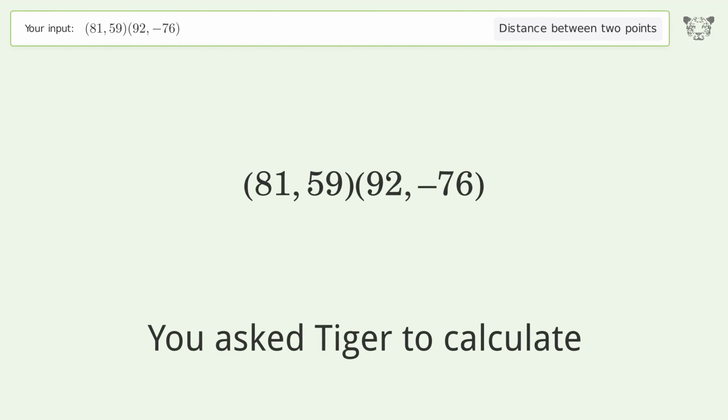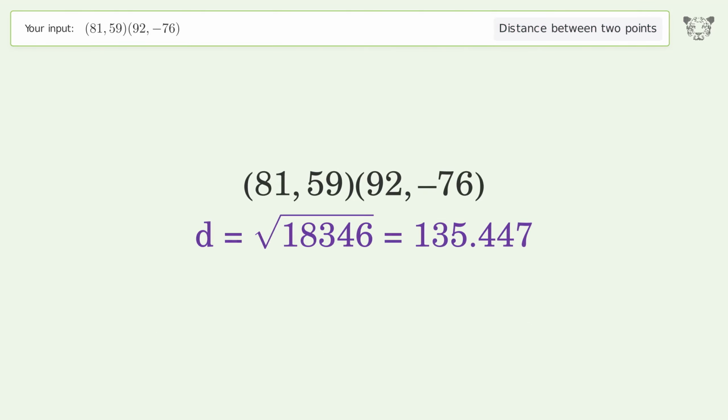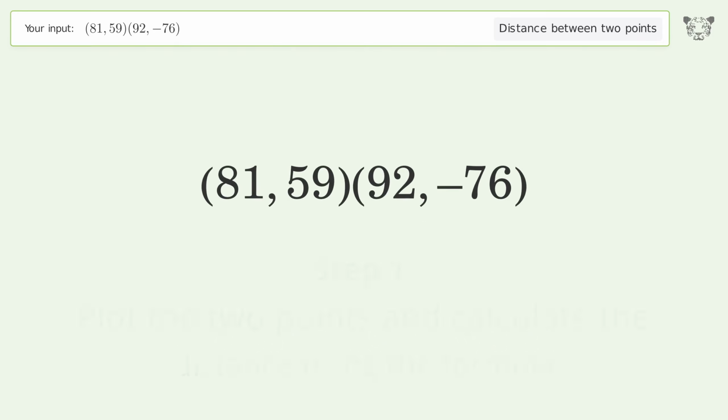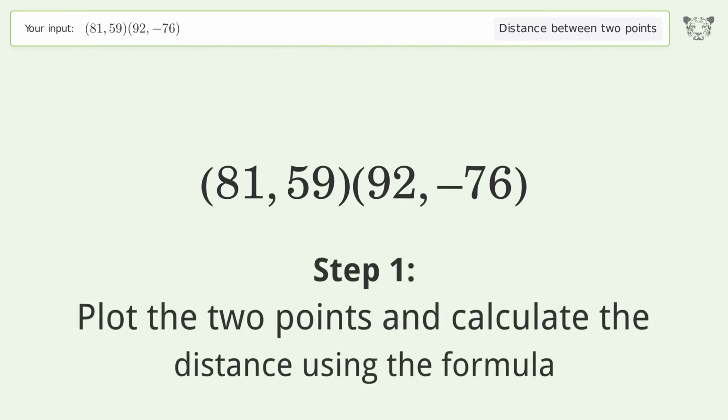You ask Tiger to calculate. This deals with the distance between 2 points. The distance between the 2 points is the square root of 18,346, or 135.447. Let's solve it step by step. Plot the 2 points and calculate the distance using the formula.